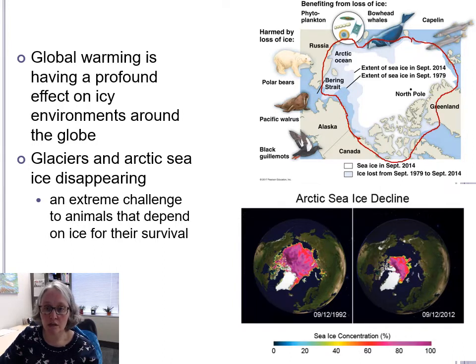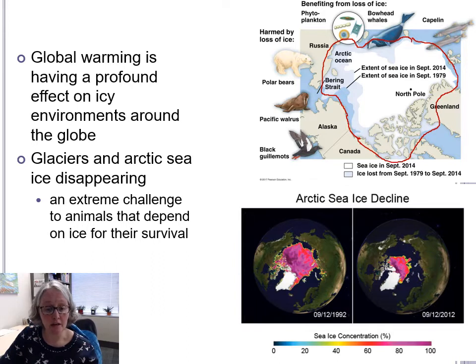And then you can see where that sea ice was in 2014. So things like polar bears, walrus, guillemots, they require ice to either breed or to eat or to complete part of their life cycle. As we get less and less ice, they're going to suffer.